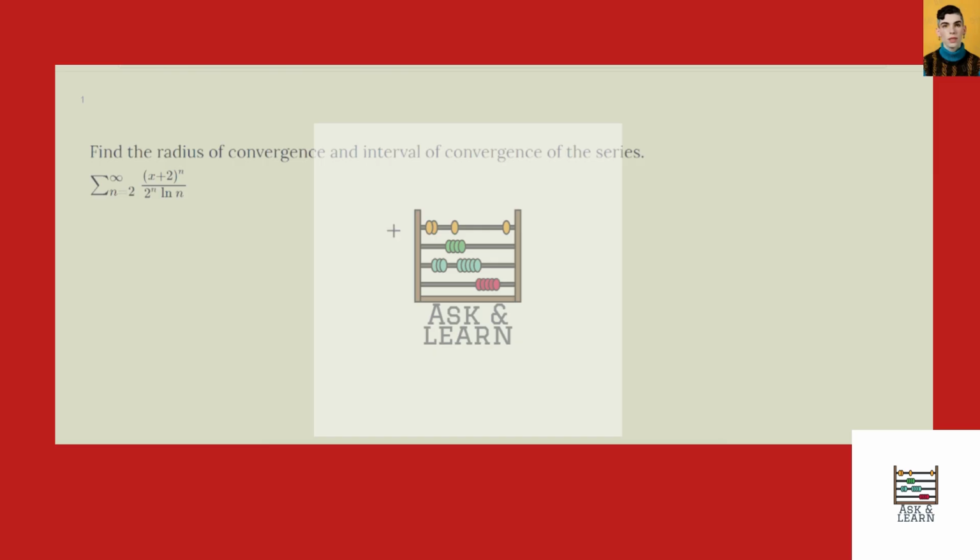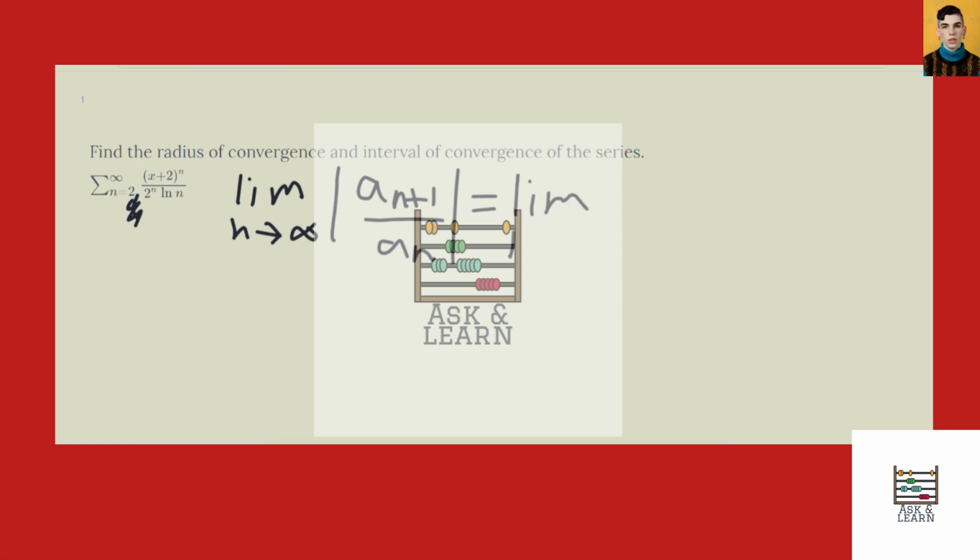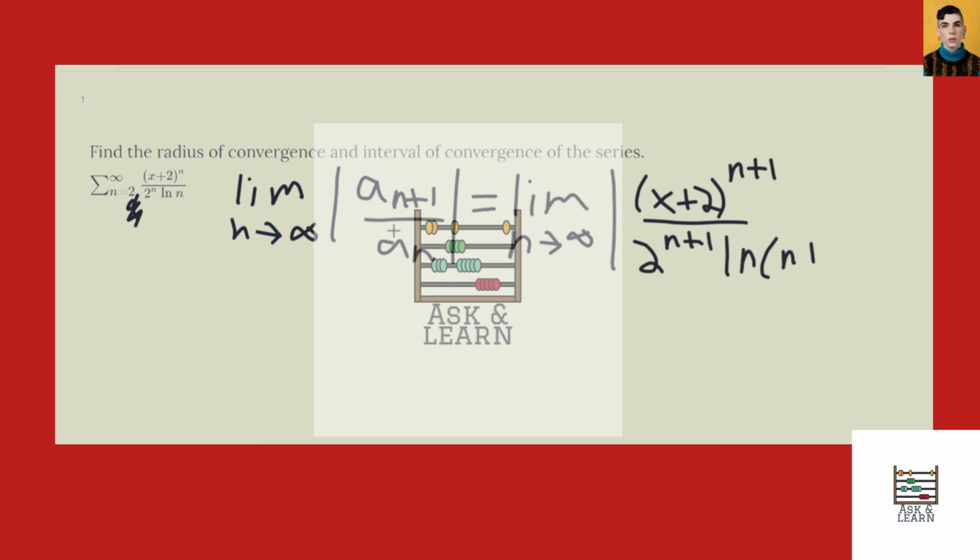To figure out the radius of convergence, we'll use the ratio test here. So take the limit as n goes to infinity, absolute value of a_{n+1} over a_n. And by a_n, we mean this whole thing, so including the x values here. So this is the limit as n goes to infinity of the absolute value of (x+2)^(n+1) over 2^(n+1) ln(n+1).